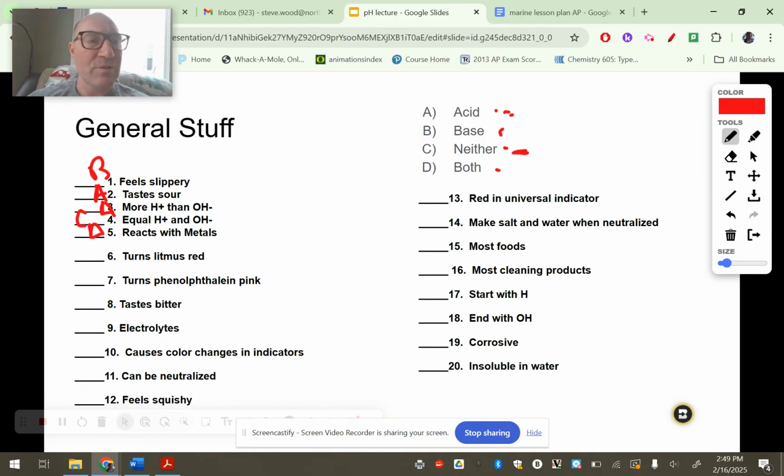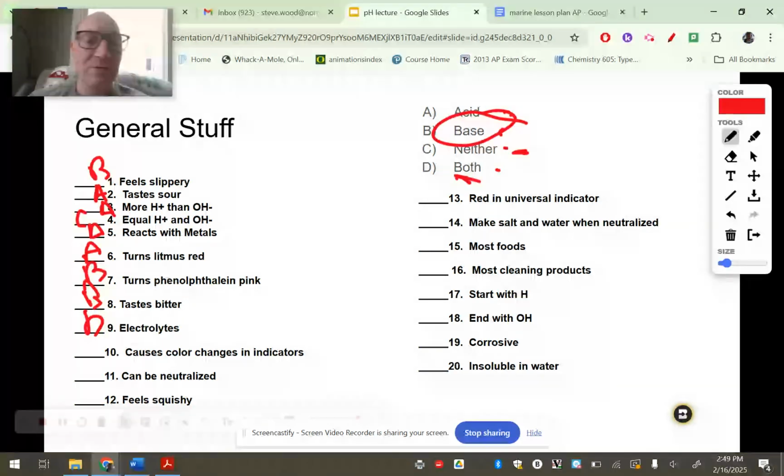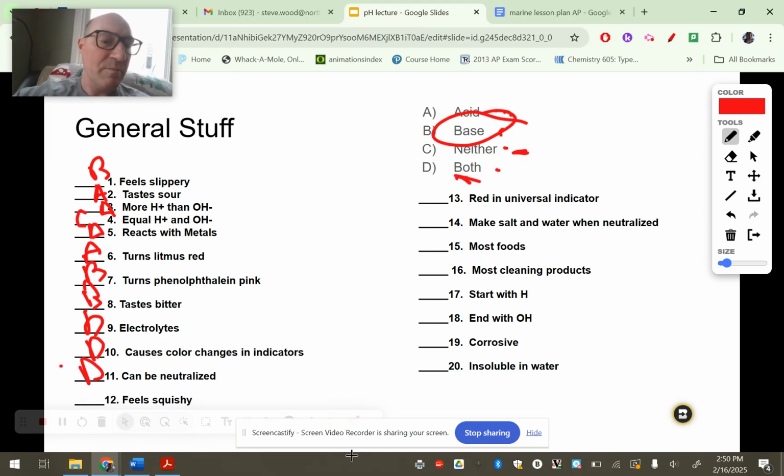Turns litmus paper red. Red oftentimes is an acid color, so this would be an acid. Turns phenolphthalein pink, though, that's a base. Bitter, so that is also a base. Electrolytes, this happens to be both, right? They're both electrolytes. Causes color changes. Well, they both do, they just happen to have different colors. Can be neutralized. Well, they both can. A little string of boths right here.